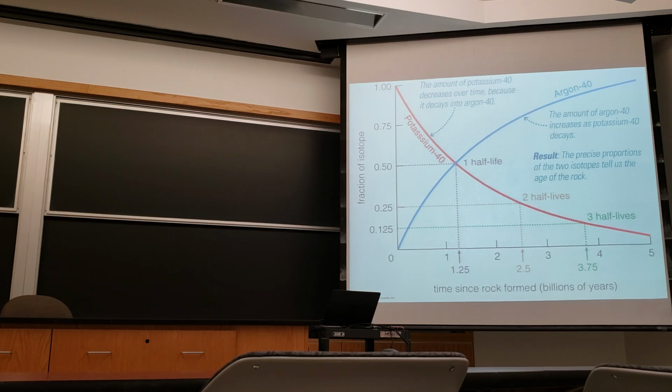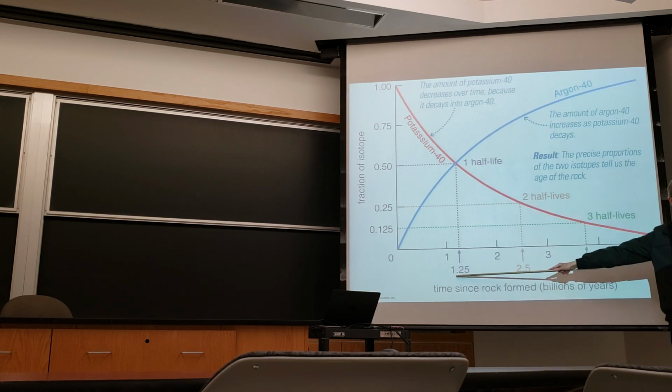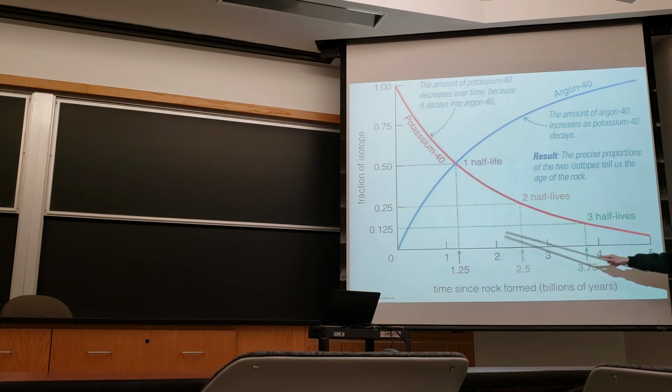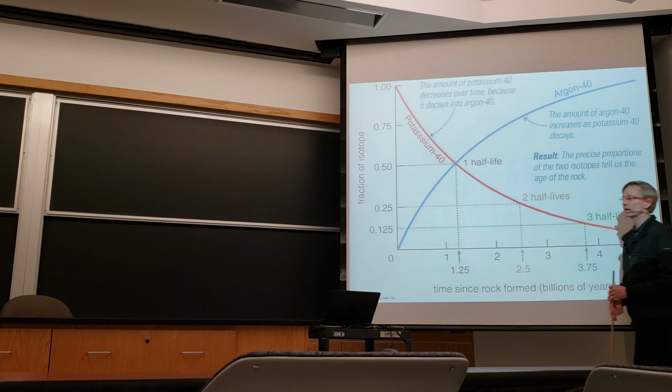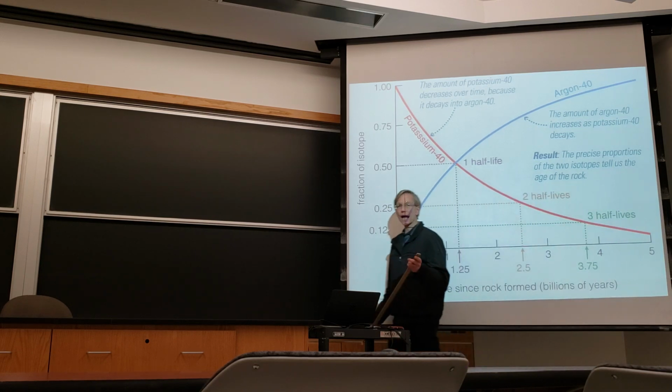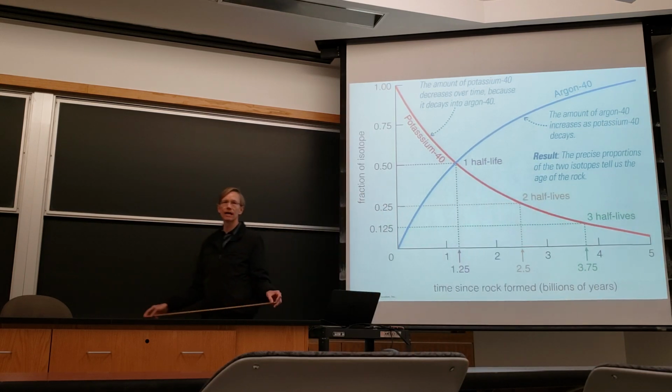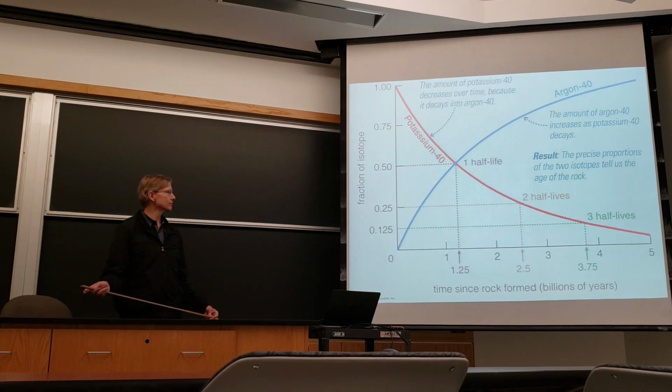Two half-lives have passed because a quarter of the material's there, so therefore two half-lives have elapsed. How much time is that? Well, each half-life is 1.25 billion years, so two half-lives is 2.5 billion years. So the rock would be 2.5 billion years old at that point when a quarter of the material is left.